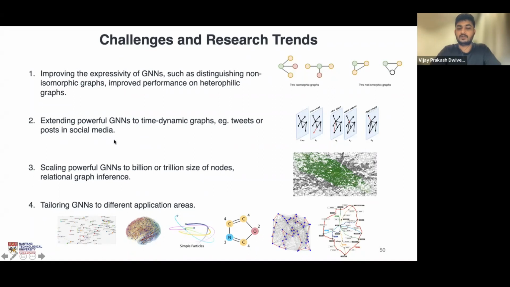The second challenge is to extend these GNNs to dynamic graphs, such as tweets or posts in social media, which change at every time instant. Third, scaling these models to large sizes, such as billions or trillions of nodes, and also performing relational graph inference for cases where we don't have any explicit relation information. And finally, trying to apply all these different GNNs in different application areas. So these are the focus areas that people are currently working on in this field, and future research trends would also emerge from works in these areas.